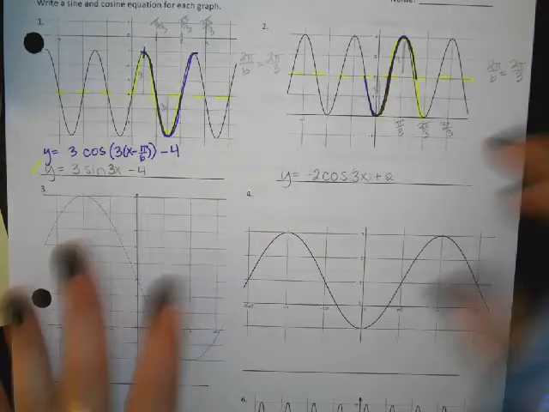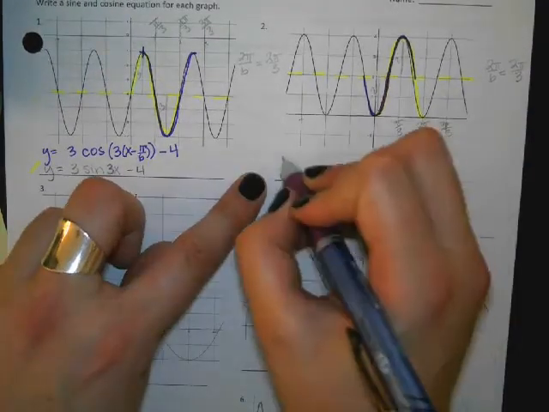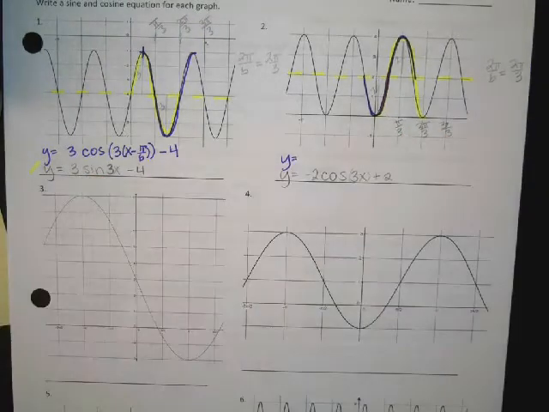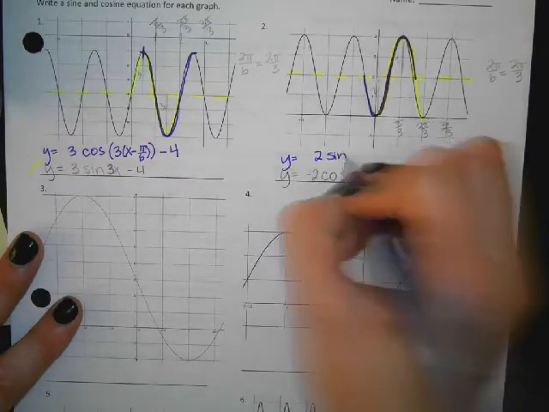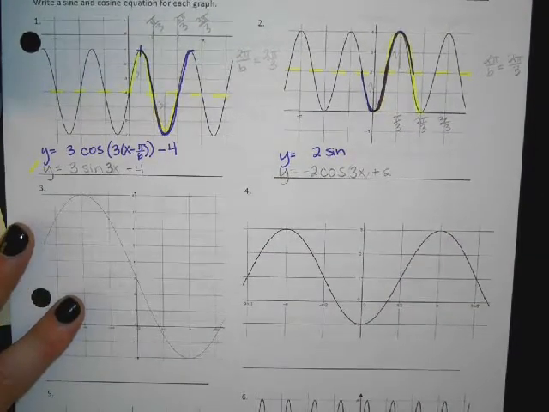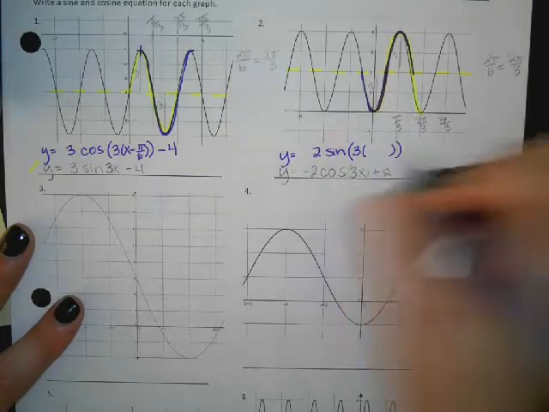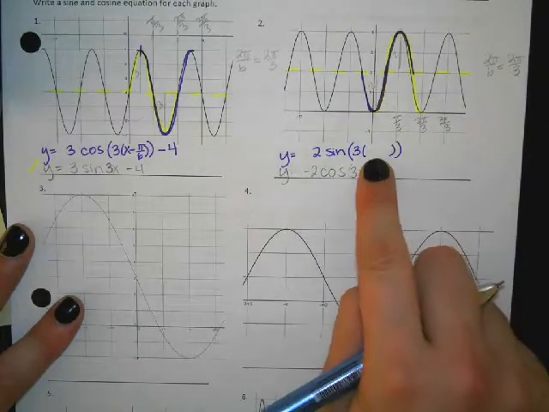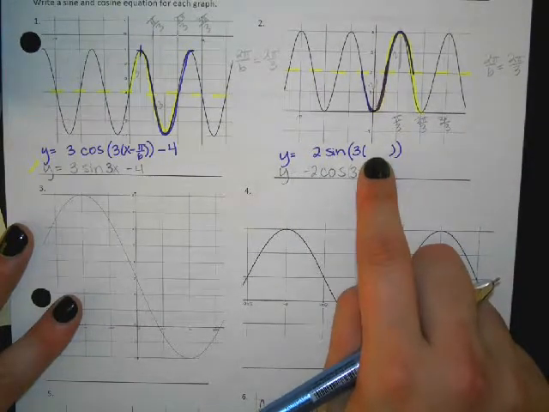Okay, so some things have stayed the same. We still need a y equals in front. We still have an amplitude of 2. It's a sine graph. What else is the same? The 3 should still be in front of the x. I'm writing it a little bit differently this time because I need to be able to have that horizontal shift left or right. So I'm leaving some space for that.